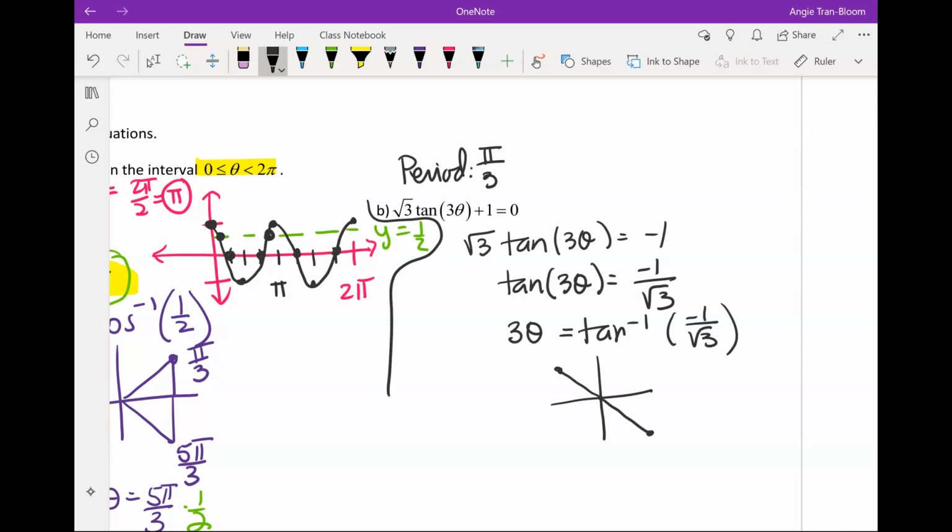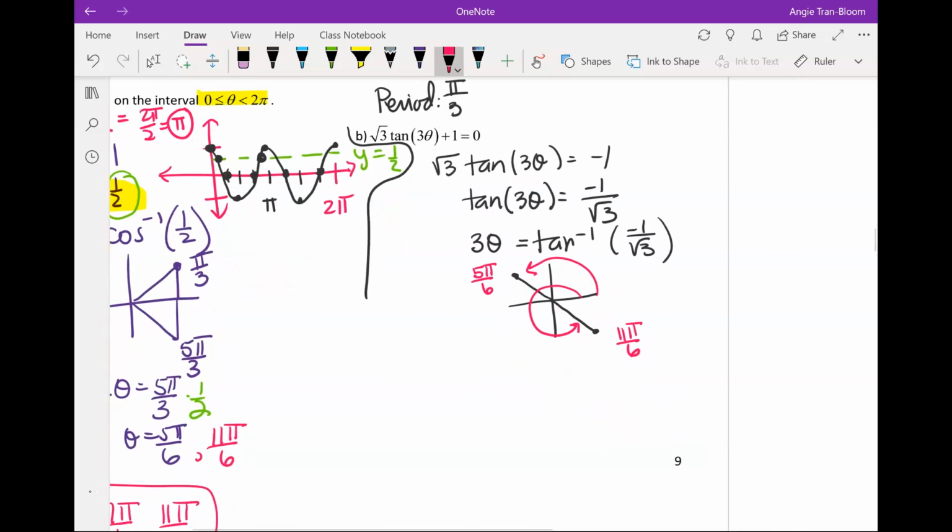Now we have to figure out the angle. What angle in quad 2 will give me a -1 over rad 3? 5 pi over 6, beautiful. And that means the angle in quad 4 is? 11 pi over 6. Yep. So how many equations do we now have to set up? 2. 3 theta equals 5 pi over 6, and then 3 theta equals 11 pi over 6. How do we get rid of the 3 in the front? Very good. Multiply by a third, same thing with both sides.